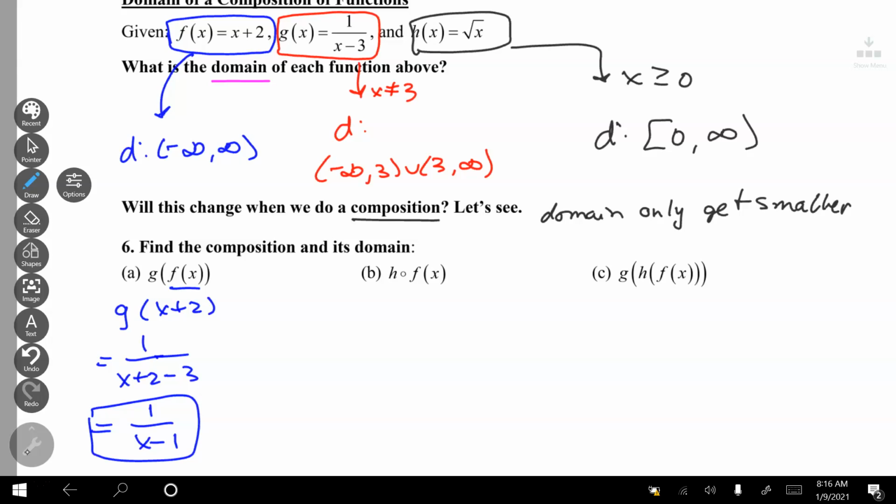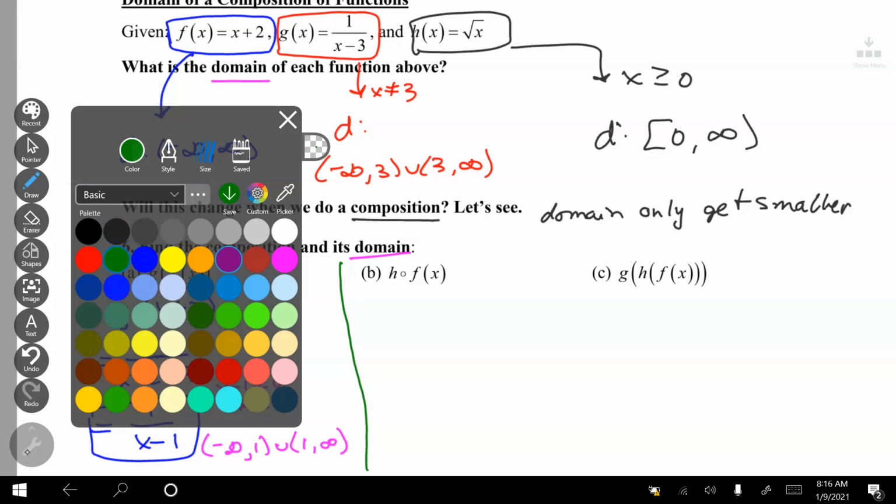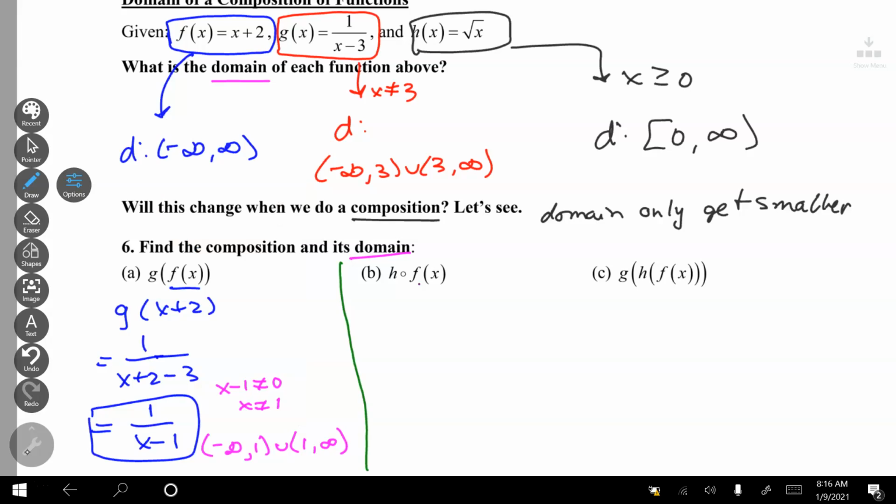Now I have to pay attention to its domain. I notice there's a denominator here. So x minus 1 cannot equal 0. x cannot equal 1. So my domain is -infinity to 1 union 1 to infinity. That's what I get for a domain for that function. Second function, I have to do the f function into the h. So I have to do f first again.